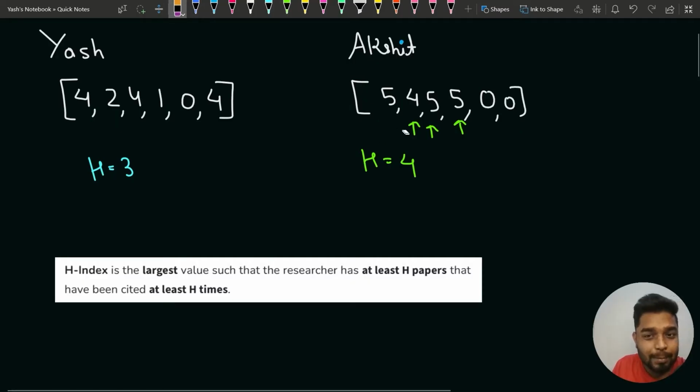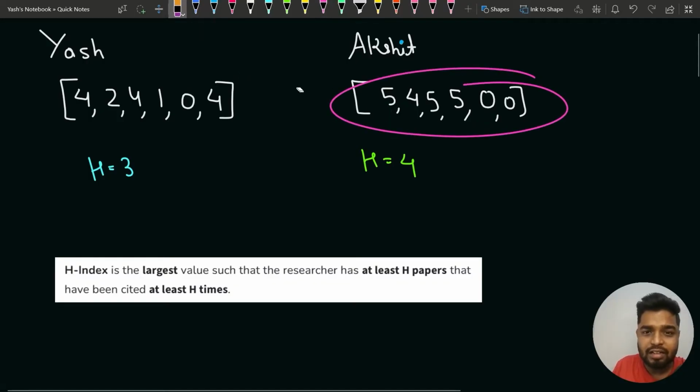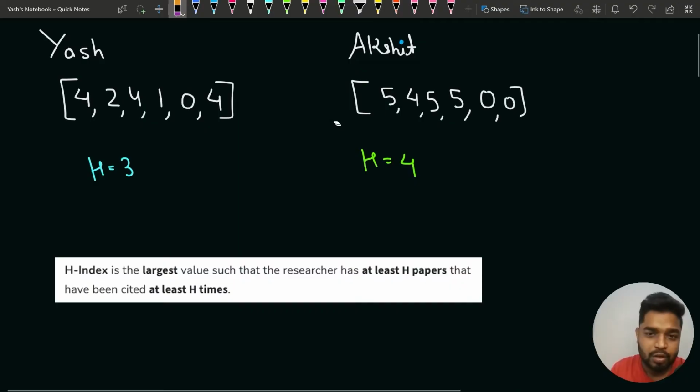Correct. So who is a better researcher amongst Akshit and Yash? The better researcher is basically Akshit. Why? Because he has got a higher value of H. Okay, so his H index is higher here. I hope you have understood the H index concept.